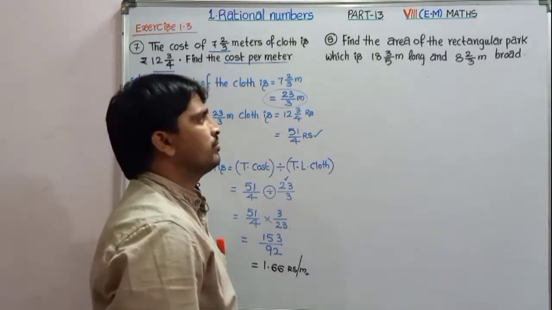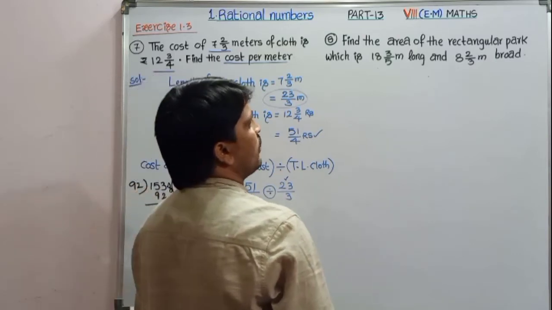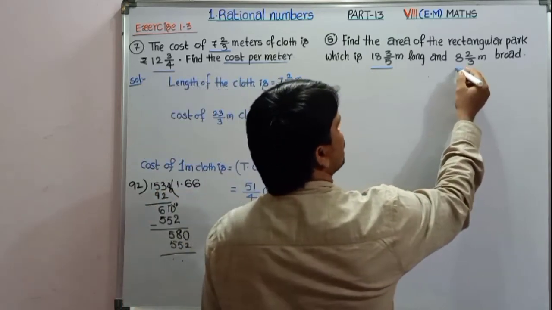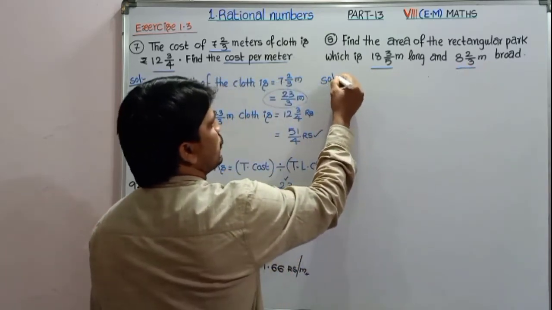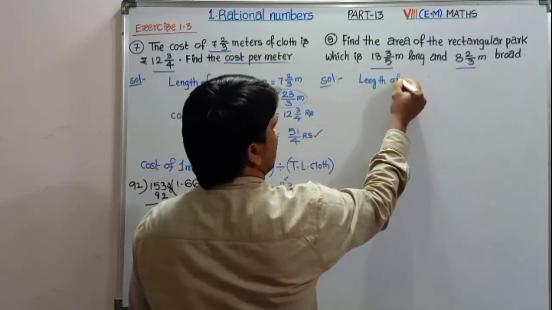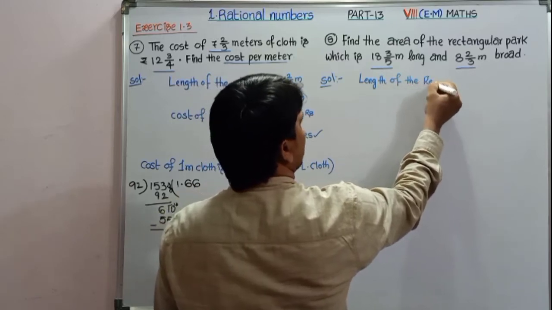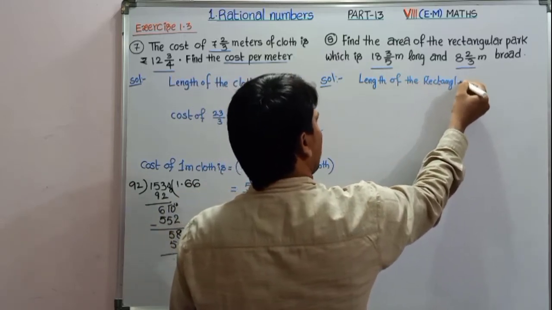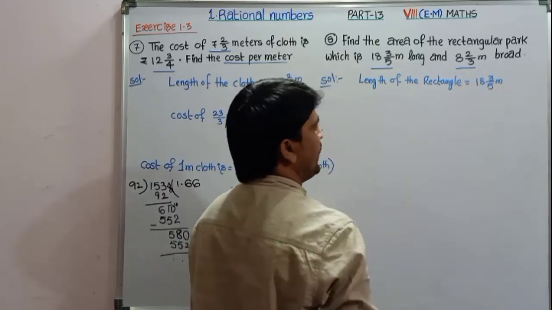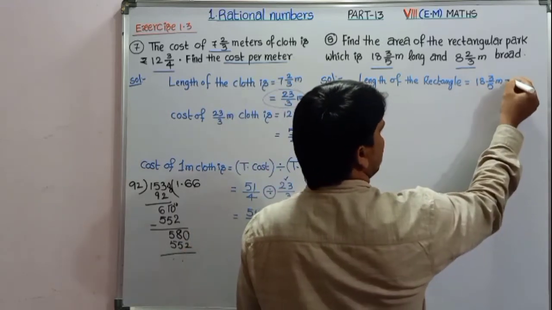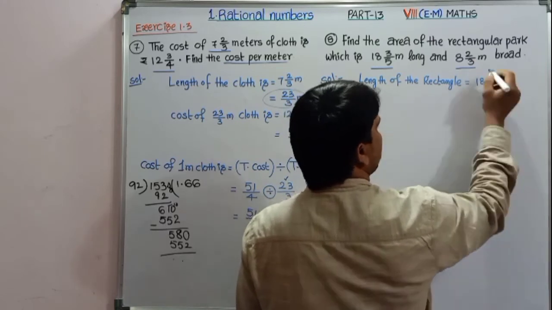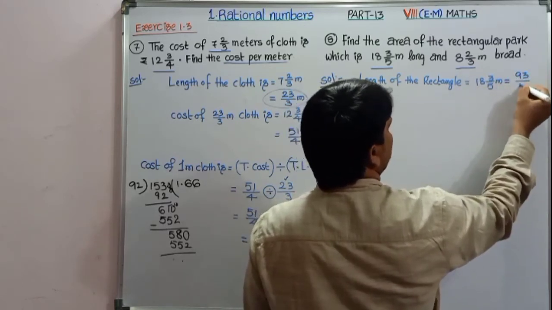Next question, the 8th one. Find the area of the rectangular park, which is 18 whole 3 by 5 meters long and 8 whole 2 by 3 meters broad. Solution. So the length of the rectangle is equal to 18 whole 3 by 5 meters. The length is in terms of a mixed fraction. Let us convert it into an improper fraction. 18 5s or 5 18s are 90 plus 3, 93 by 5 meters.